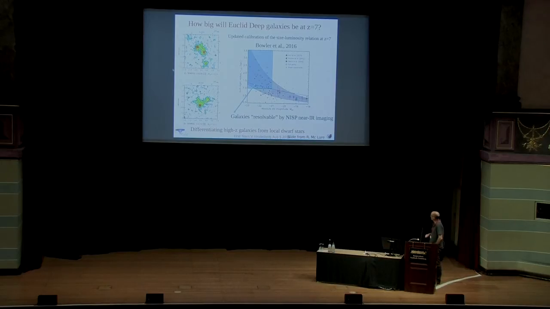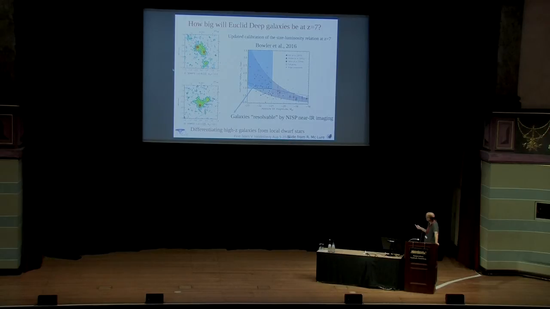So it happens that these high redshift galaxies are somewhat extended, and this may be another way of differentiating them from local brown dwarfs. These are two images of galaxies with contours of galaxies at redshift 6.7 and 6.8.